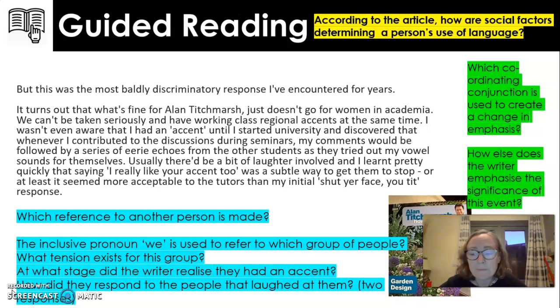Now, he's somebody who has pride in his accent and is positively seen because of it. It's a positive aspect of his identity. The problem for Dr. Katie Edwards, she's saying, is that's okay for Alan. People respect him, but not her.